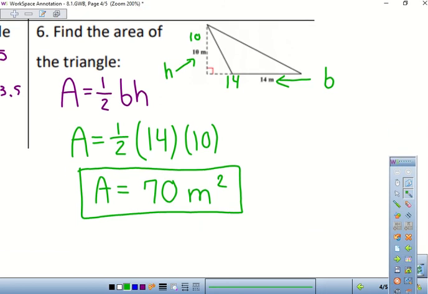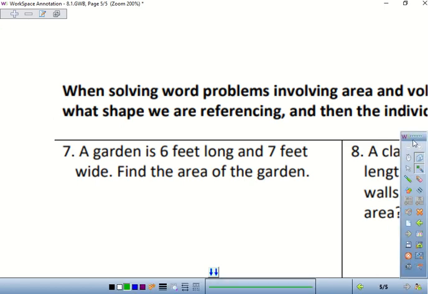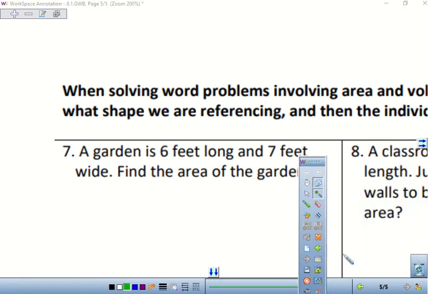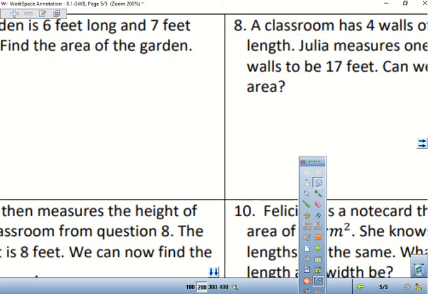So is everybody good with number 6? Alright, you ready to move on then? Yes. Alright, so we're going to do some word problems. So when solving word problems involving area and volume, start by identifying what shape we are referencing and then the individual variables.